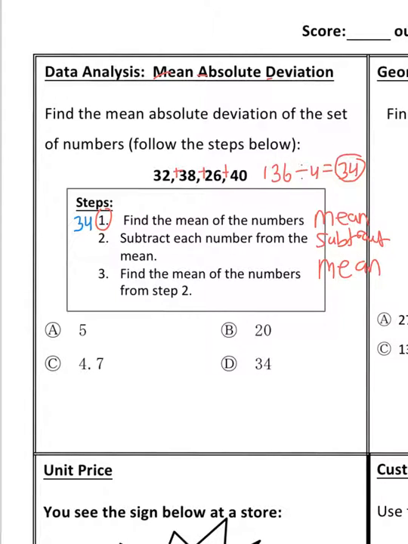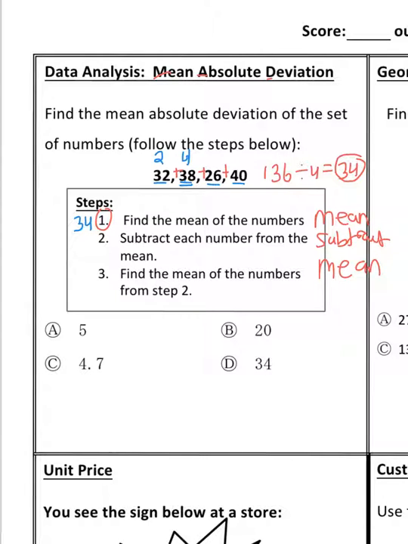Next step. In 2, you have to subtract each number from the mean. So you have to subtract each of these numbers with 34. Now remember, no negative numbers. So you always want to start with the bigger number when you're subtracting. So I'll show you what I mean. The mean is 34, so we'll do 34 minus 32, and they are 2 apart. For the second number, 38, we do 38 minus the mean, 34, and they are 4 away.